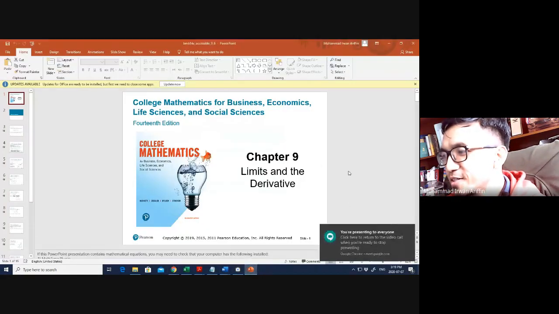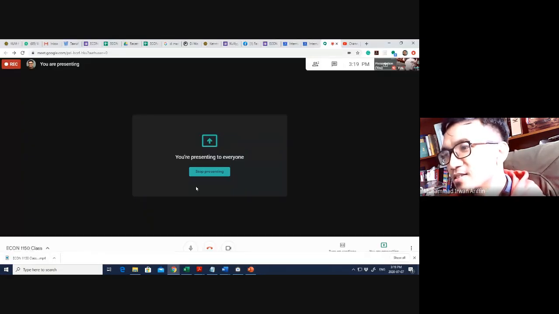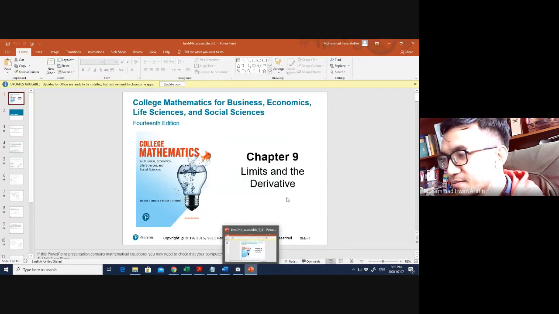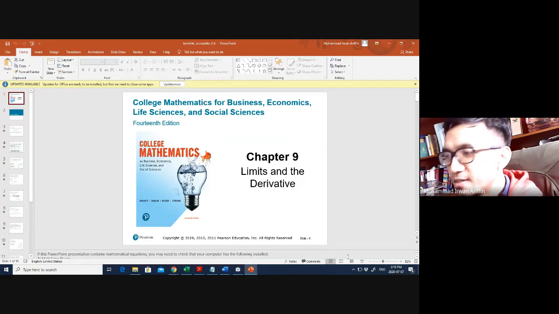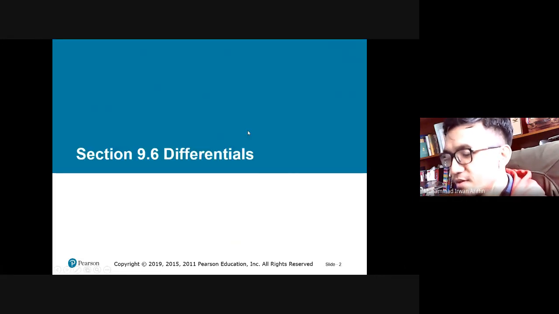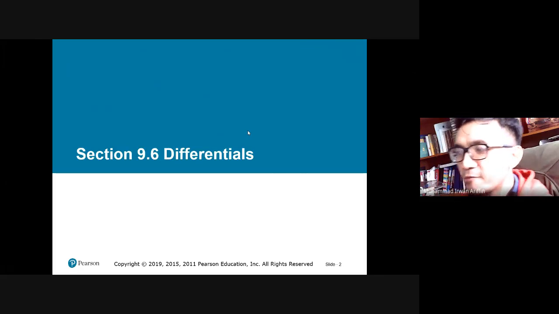So this is simply a continuation of what we have discussed on limits and derivative. Just get the slides. So this is basically a section on differentials. So just to share with you more detailed explanations, descriptions of the concept of differentials and the interpretations.